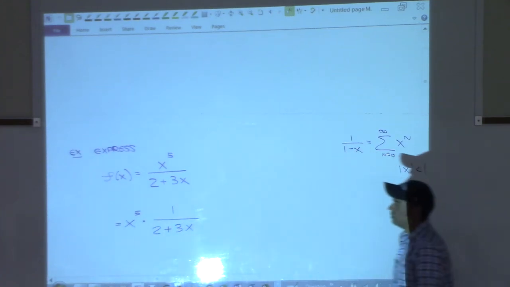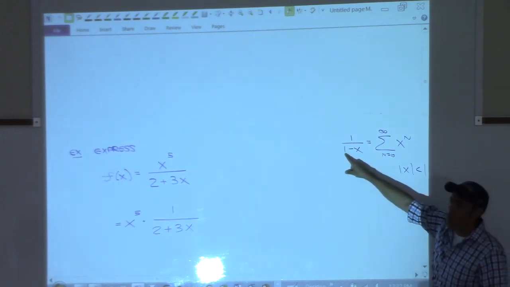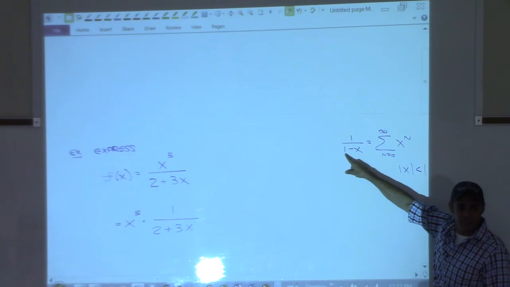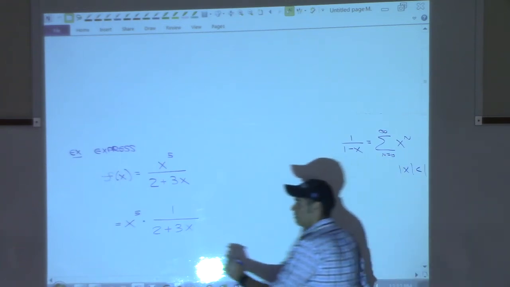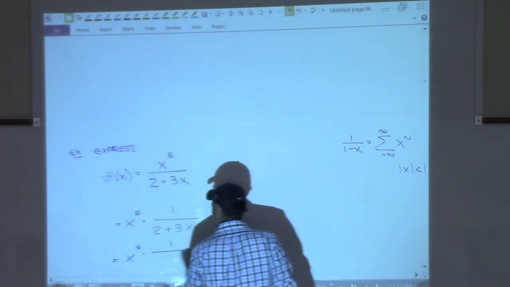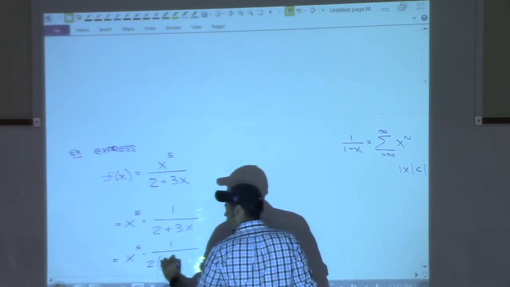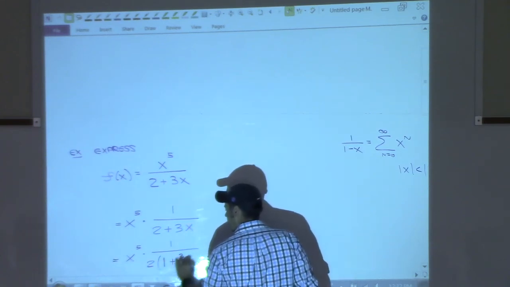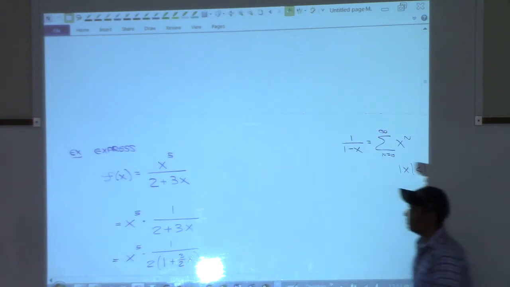Right? Now in this formula, I have a 1 here, don't I? I have a 1 here. So I need a 1 there also. So let's pull a 2 out of the bottom. Now when I pull that 2 out, what happens to this other part? It becomes 1 plus 3/2 x. Okay, getting closer.